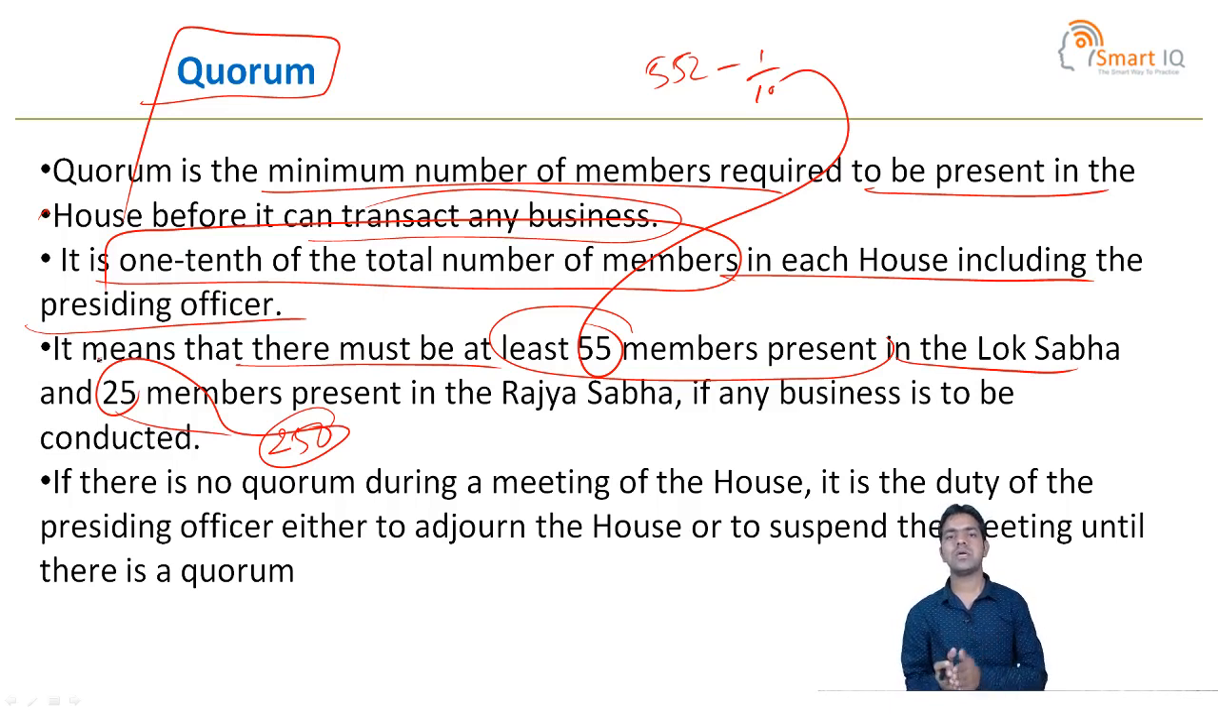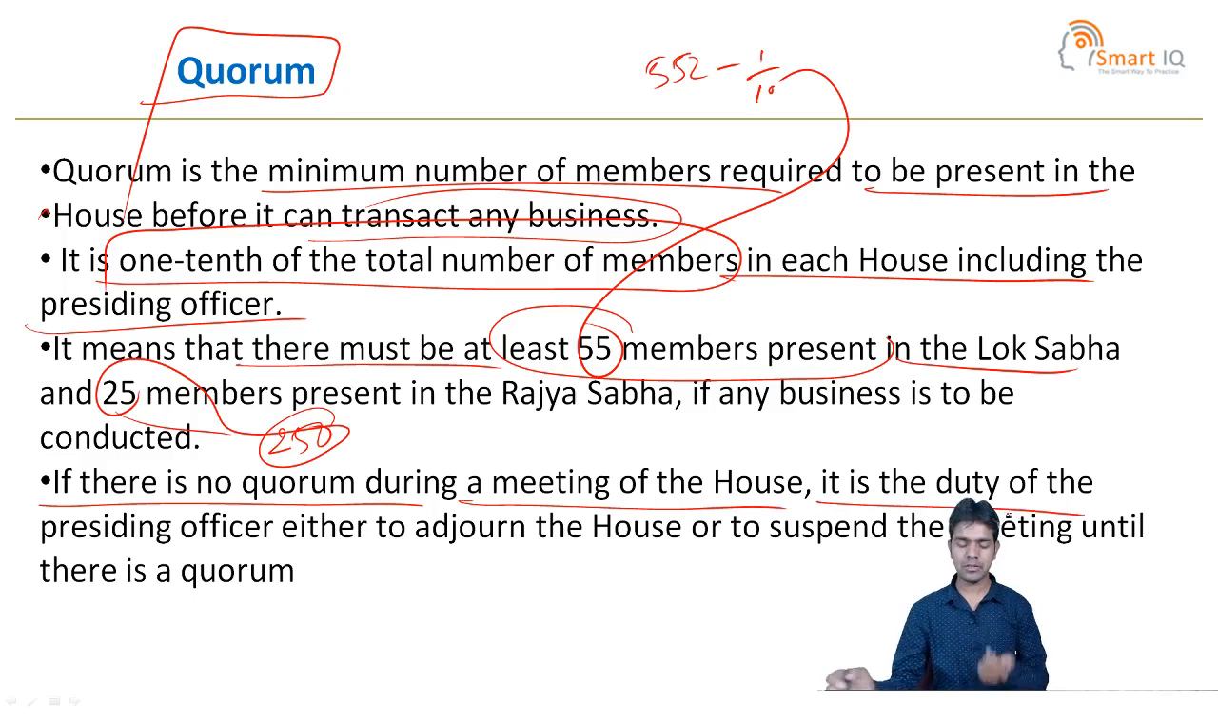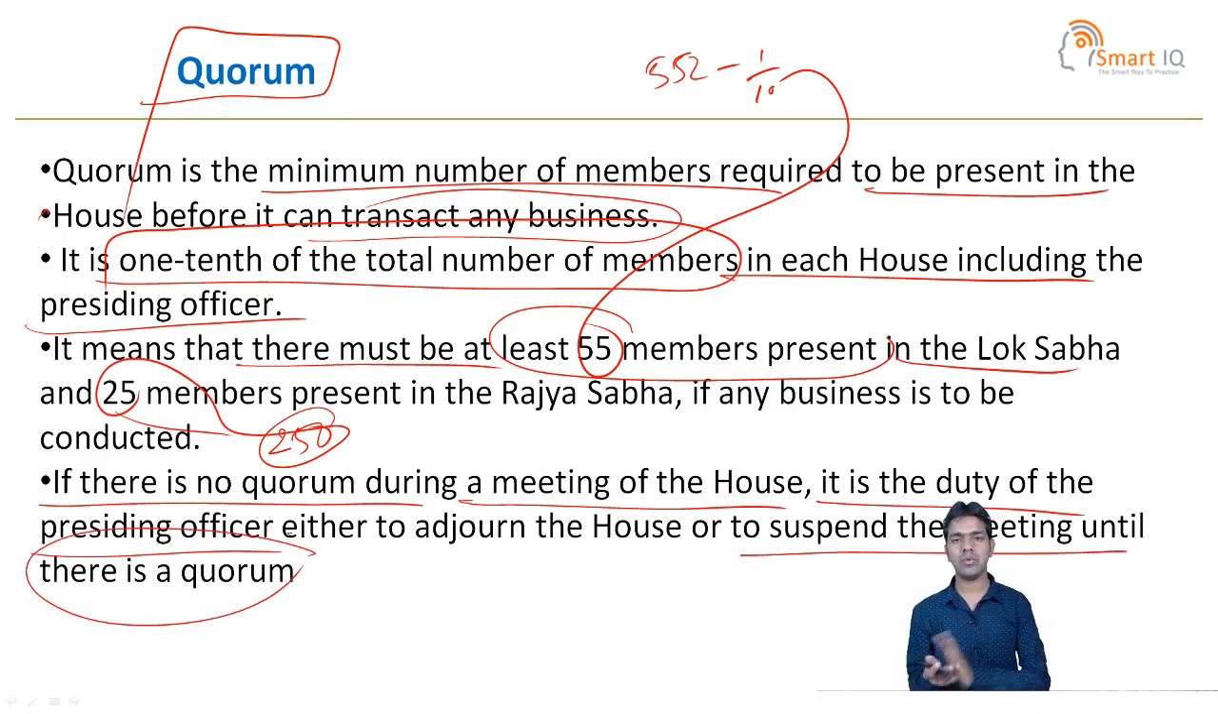Otherwise the speaker of the Lok Sabha or the chairman of the Rajya Sabha adjourns the session or house. If there is no quorum during the meeting of the houses, it is the duty of the presiding officer, the speaker in the Lok Sabha or the chairman of the Rajya Sabha, to suspend the meeting until the quorum is fulfilled. So that is regarding the quorum.